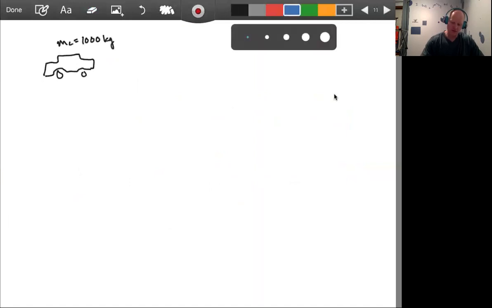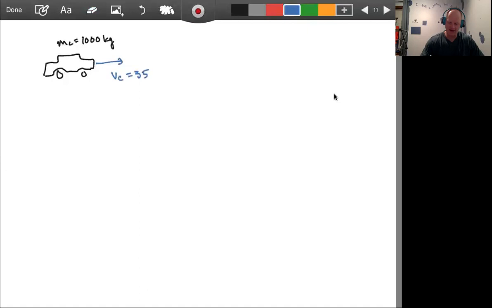Okay, so here is my car. The mass of the car is equal to 1,000 kilograms. Let's say initially it's moving to the right, with some velocity. Let's call that v car, which is equal to 35 meters per second. And some distance away is going to be a truck. I'm going to draw this as a pickup truck, I guess. There we go. There's my pickup truck. And this guy is stopped.